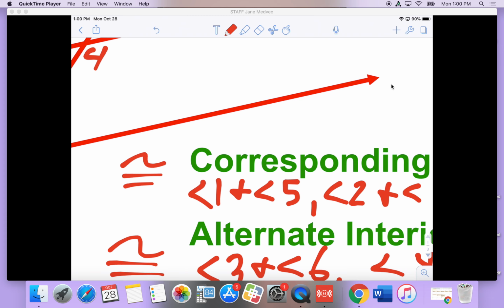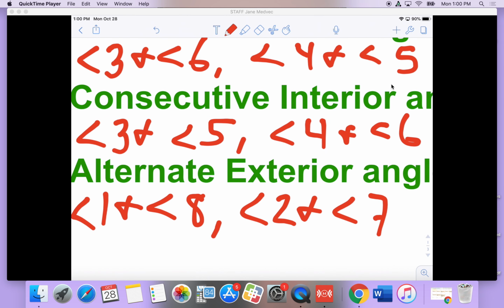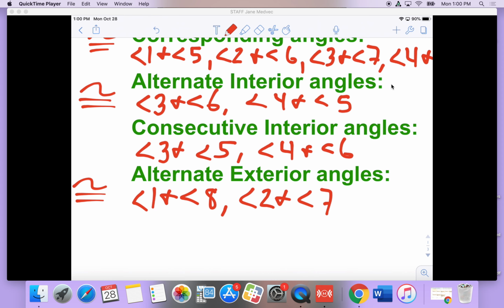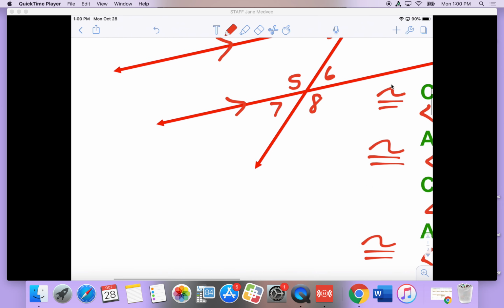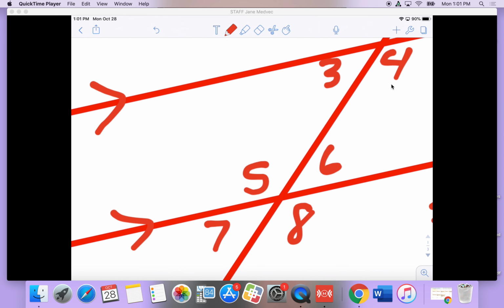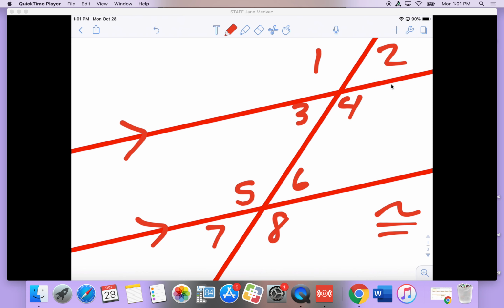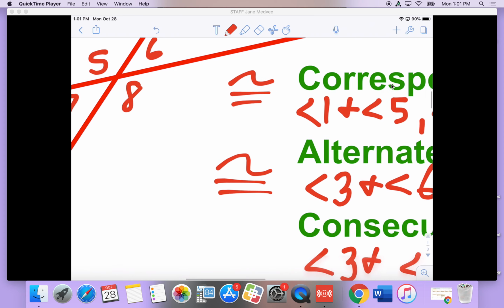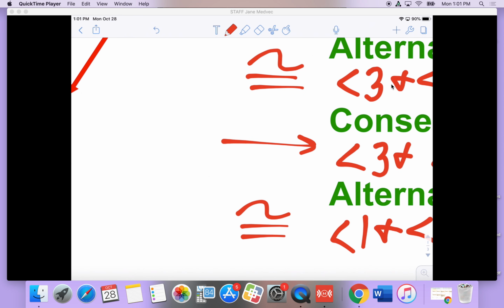Now, my last question. Consecutive interior angles, my roommates, like 3 and 5, do these look congruent? They do not. So what's their relationship, do you think? Yeah. Supplementary? They are supplementary. Very good. They add up to 180 degrees. So these are supplementary.